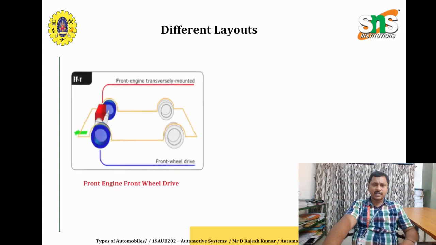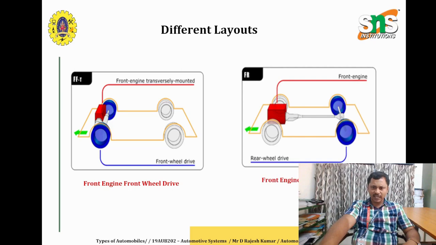The first image you are seeing on the slide is about the front engine front wheel drive, which you can see indicated in the blue color. So the engine will be mounted on the front axle. That is why it is called front engine front wheel drive. The engine position is front, and it is transversely mounted, so the axis of the engine and the axis of the axle are parallel. That is the front mounted engine.